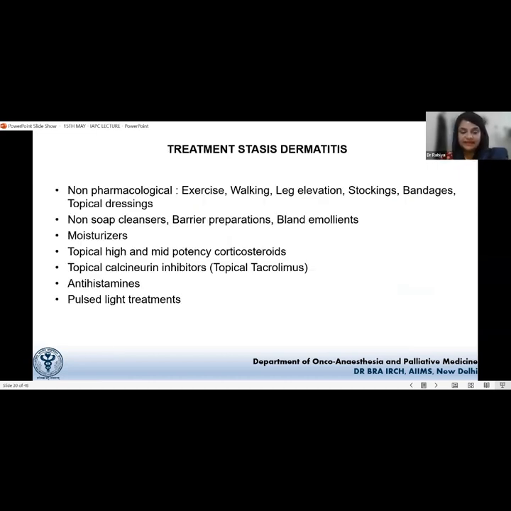As I explained, non-pharmacological measures: you can encourage the patient to do exercise, walking, leg elevation, stockings or bandages, or topical dressings. Non-soap cleansers like barrier preparations, bland emollients, and good moisturizers can be used. Topical high or mid-potency corticosteroid creams, topical calcineurin inhibitors, antihistamines, and light treatment like UVB phototherapy can also be used.